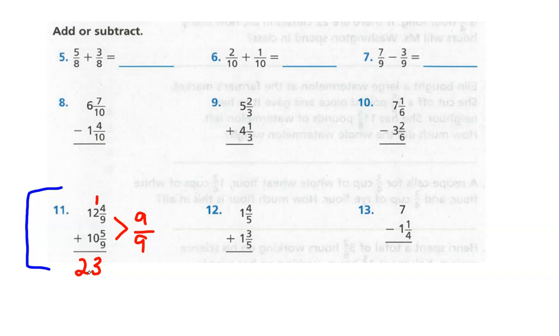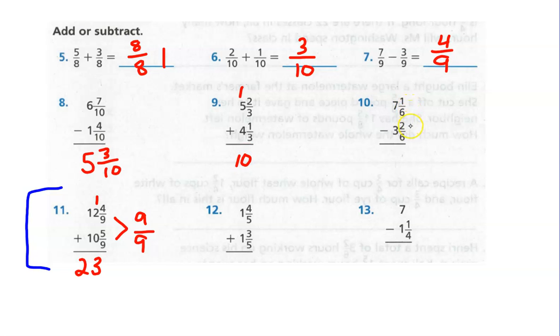So now that you're back, I'm just going to speed round to give you some answers here. Number 5 would give you 8/8, or 1 whole. Number 6 would give you 3/10. Number 7 minus 3 is 4, so that would be 4/9. Number 8, that's one where you stacked. 7/10 minus 4/10 is 3/10, and then 6 minus 1 is 5. For number 9, you had to add 2/3 and 1/3, which would give you 1 whole. So you just had to carry the 1 to make that 10.